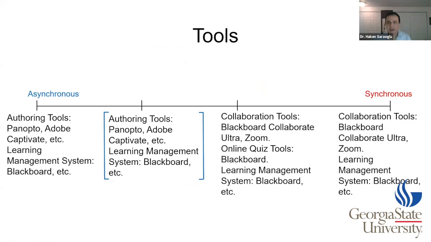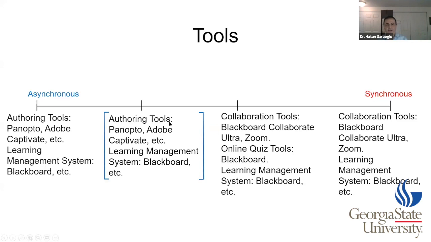I put here, on the spectrum of synchronous and asynchronous, the tools. These are specifically the tools that I used. I say etc., which means you may be, for example, using Canvas. I know Georgia State, I believe, uses Canvas, or you can use some other authoring tool. But for asynchronous authoring, which means how you make that video, I use Panopto. I also used Adobe Captivate before. So then there are other tools. Then you can use your learning management system, as I demonstrated, and go from there.